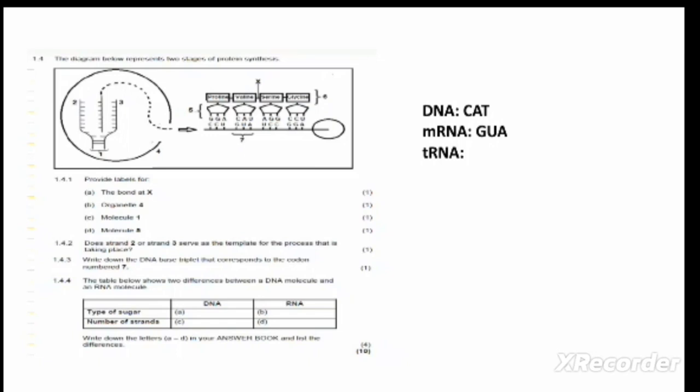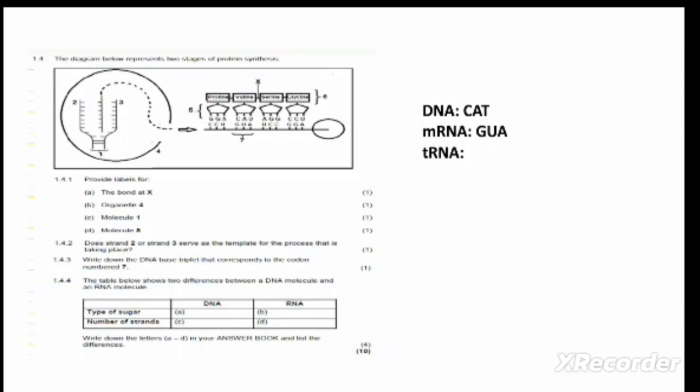So the next question says write down the DNA base triplets that correspond to the codon numbered 7. The codon numbered 7 is GUA. So you're going to use the sequence that I always use. You write DNA first, under DNA you write mRNA, under mRNA you write tRNA. So you're going to substitute GUA at mRNA and then you find your DNA. The answer is going to be CAT.